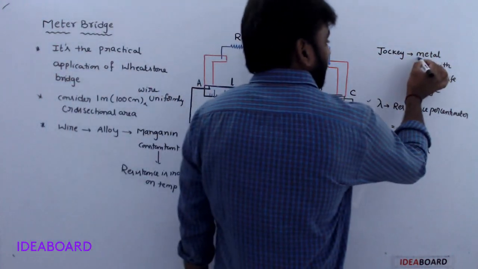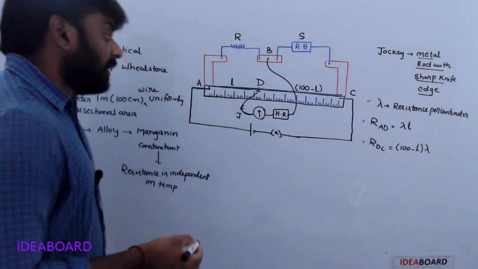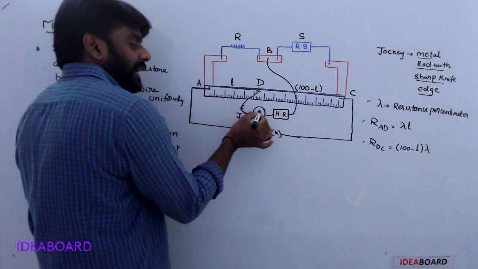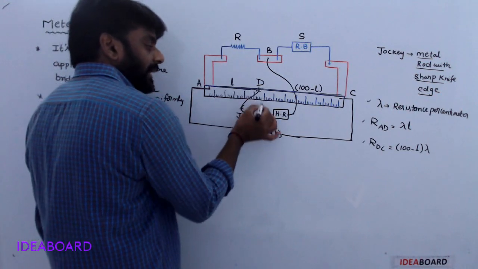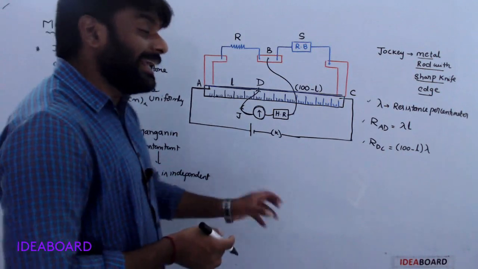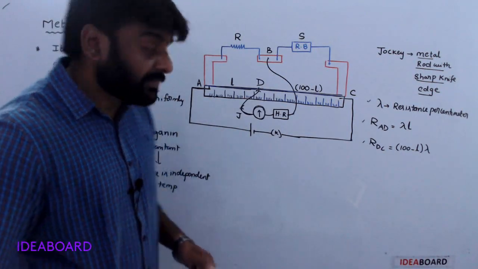The galvanometer's other end is connected with a jockey. Jockey means a metal rod with a sharp knife edge. Now this jockey is placed on this wire. So it shows deflections at certain points, and at one point it shows zero deflection. That means the bridge is balanced. Understood?